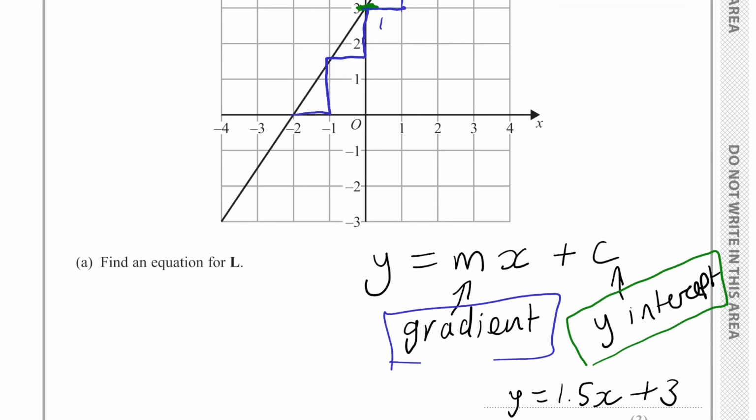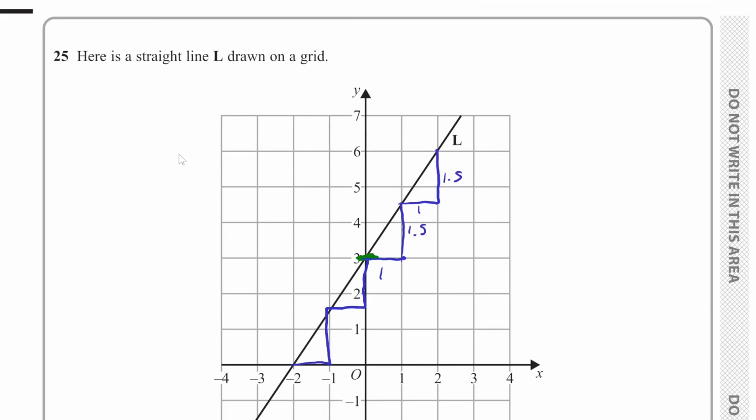You can test it by putting a number in. So if we put in 2 for x, 1.5 times 2, 1.5 2s are 3, plus 3 is 6. So it should go through (2, 6), and (2, 6) is here.